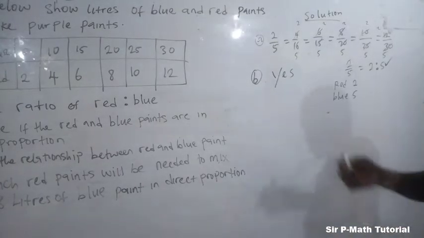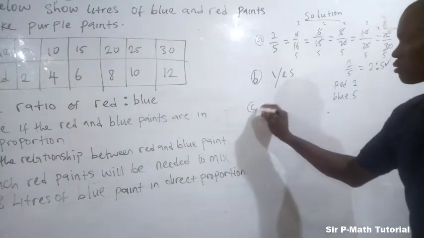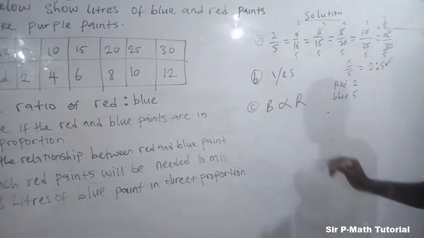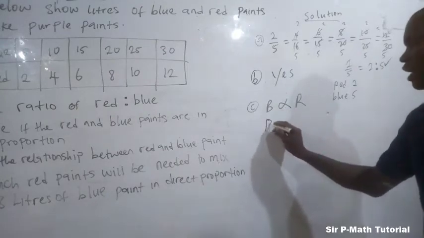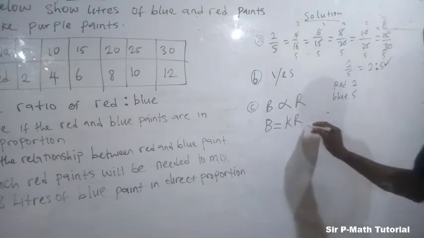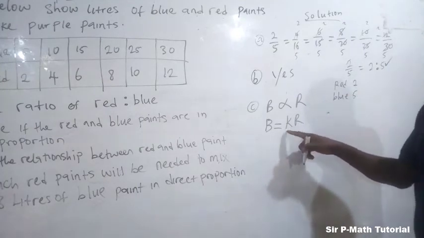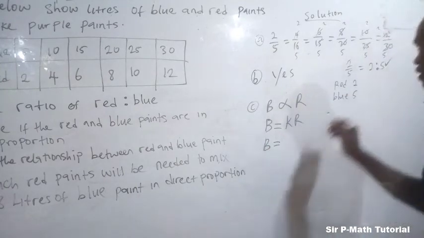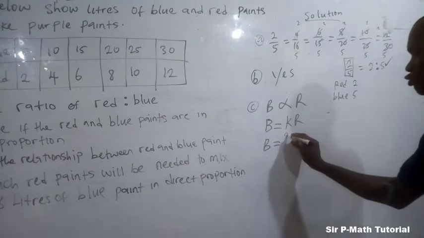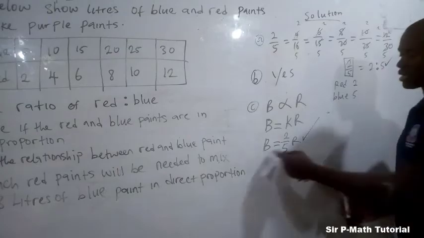The third one, write the relationship between the red and the blue. Blue paint is proportional to red paint. Remove proportionality. Introduce equal to and import your constant, which is K, R. This is not complete yet until I introduce the rate of change. The rate of change is my proportion. Look at it, 2/5. So I'll remove K and put 2/5 R. This is the relationship between B and R.